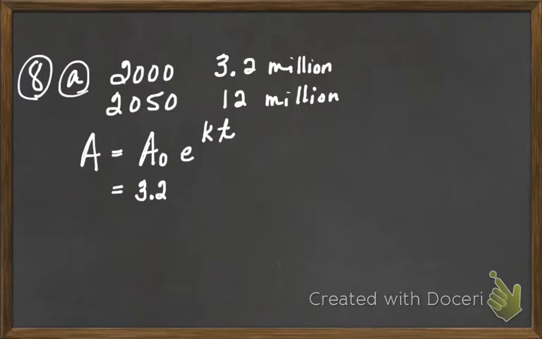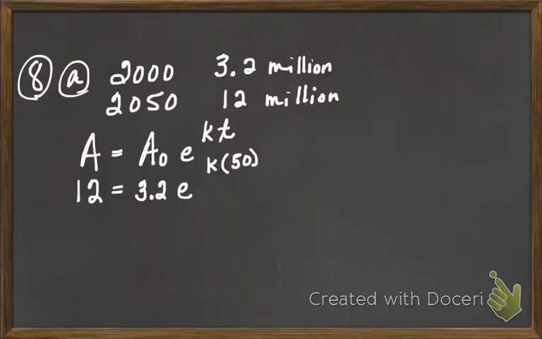Yes, it was in 2050 and it was 12. E we know. We never substitute for E. Do we know K, the rate of growth? Because this population is growing, we can tell because the number's larger. Do we know K? No, that's what we have to find, but we do know T. How many years have passed from 2000 to 2050? 50. So we do know everything except K.